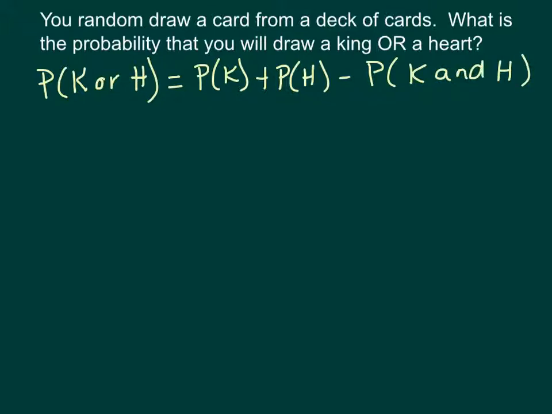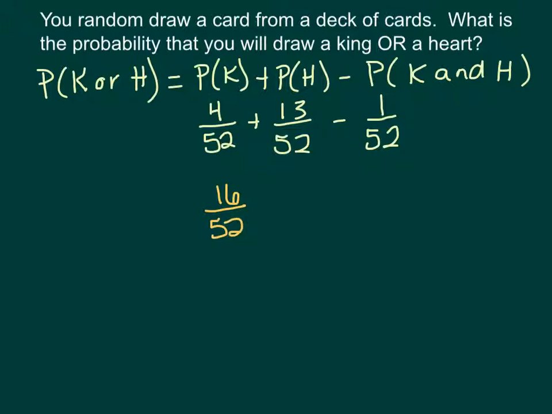So here's what it looks like. Probability of a king. Well, there's 4 kings in a deck, and there's 52 cards. The probability of a heart, well, there's 13 hearts in the deck. And then I'm going to subtract the overlap. Well, there's 1 card in that entire deck that is a king and a heart. When I simplify that out, I get 16 over 52.